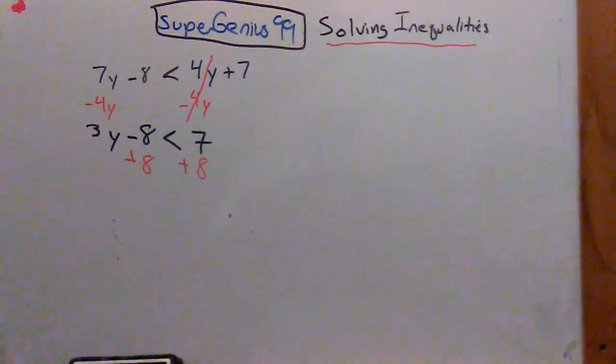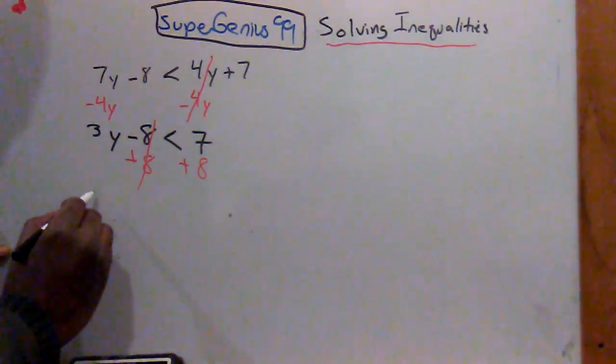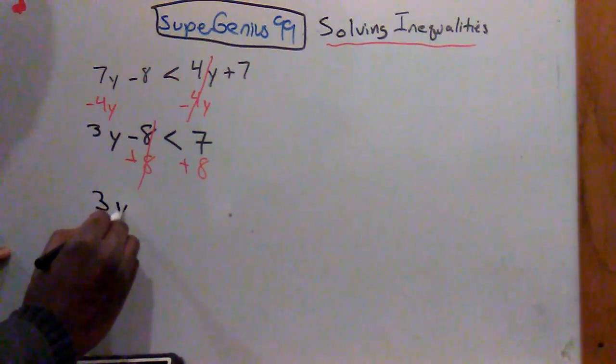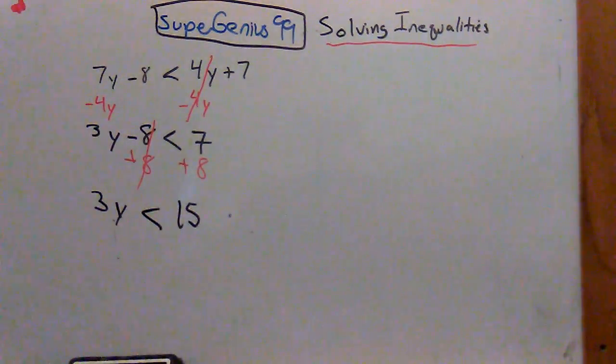Remember, when it comes to equations and inequalities, whatever you do to one side, make sure you do it to the other side. Okay, so we added 8 to both sides. So minus 8 plus 8. Once again, that's nada. And then what is 7 plus 8? Yes, 15. Okay, so we have 3y. It's less than 15.